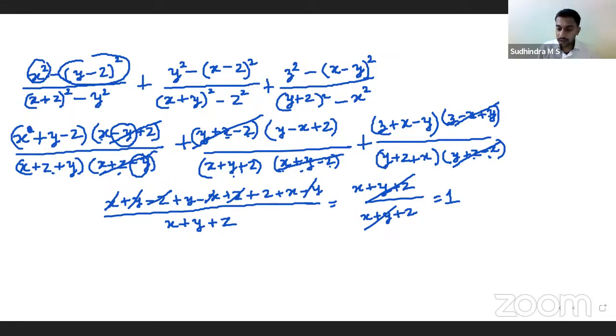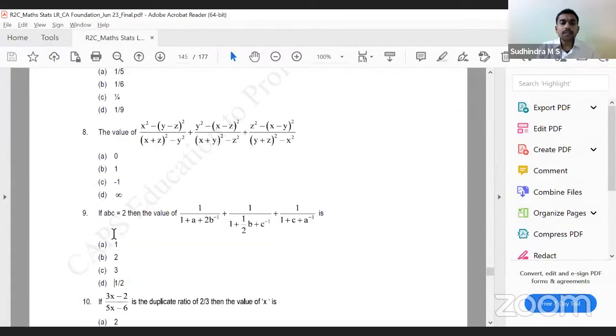This was question number 8. Come to the next question. Question number 9. If ABC is equal to 2, then the value of 1 divided by 1 plus A plus 2B to the power of minus 1 plus 1 divided by 1 plus half B plus C to the power of minus 1 plus 1 by 1 plus C plus A to the power of minus 1. Option E, 1. 1 is the right answer. Others try.